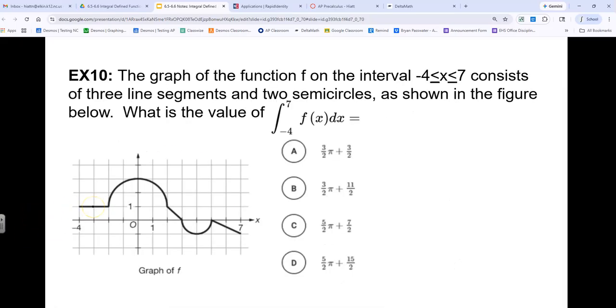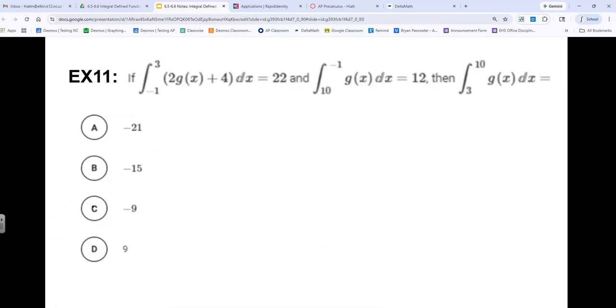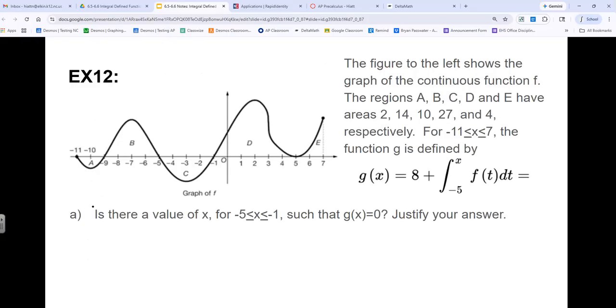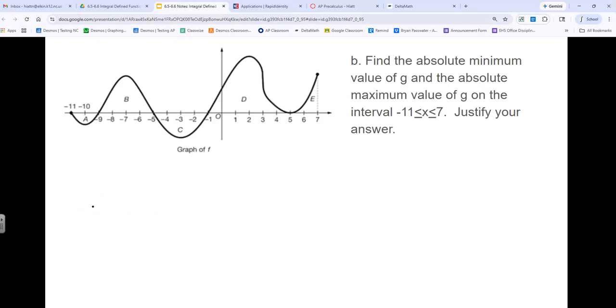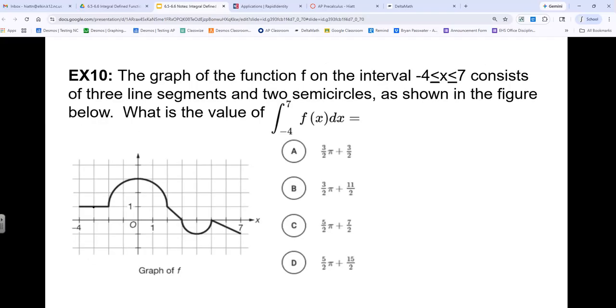All right, let's see. Trying to make sure we get all the most important things done here. Okay, we need to do this one.